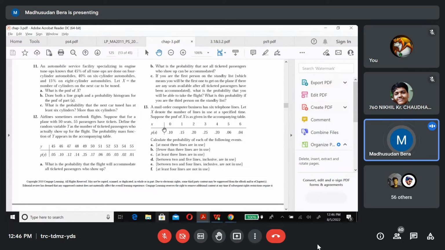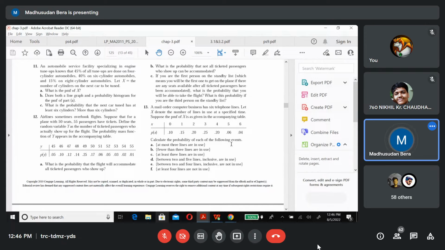P(x), the probability mass function. What is the meaning of that? Suppose at 3, p(x) is 0.25. That means at a specific time, 3 lines are in use, that probability is 0.25. Suppose this one, 0.06. At a specific time, 5 lines are in use, that probability is 0.06. That way it is given. Remember, total sum will be 1. 0.10, 0.25, if you check, that will be 1, because otherwise it will not be a probability mass function. Now we will calculate the probability of each of the following events.